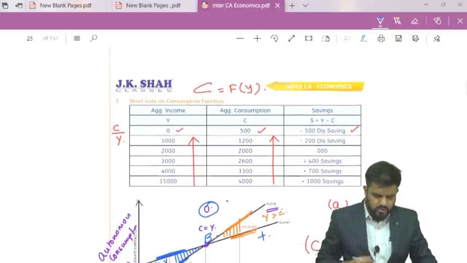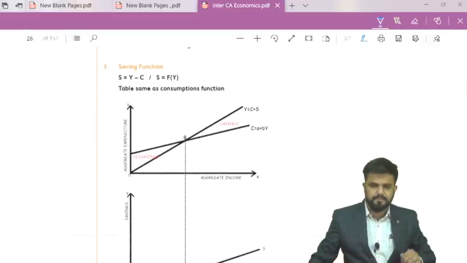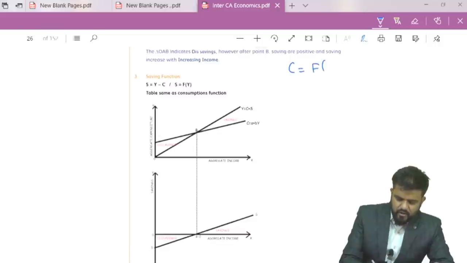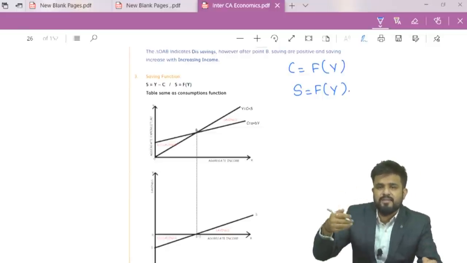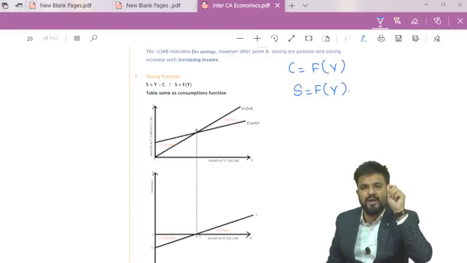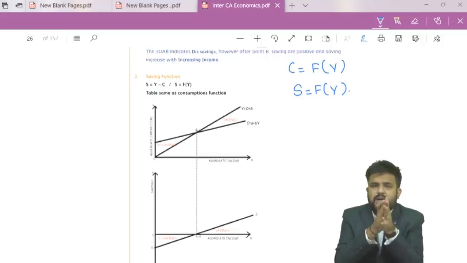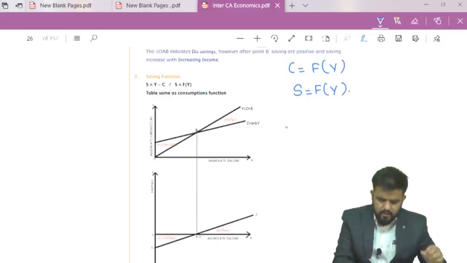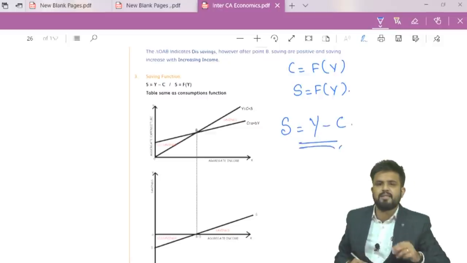So students, this was about consumption function. Let's move to the next, that is savings function. Now students, if C is the function of Y, then S is also the function of Y. Please remember, savings is also dependent on income. So can I say higher the income, higher the savings, lower the income, lower the savings? So if you want to derive savings curve, first you should have income curve and consumption curve. Without income and consumption, you cannot derive savings, because formula for savings is Y minus C. Income minus consumption gives you savings.